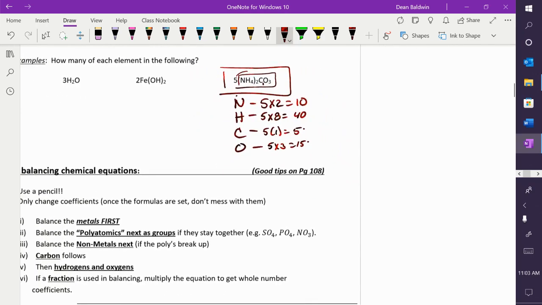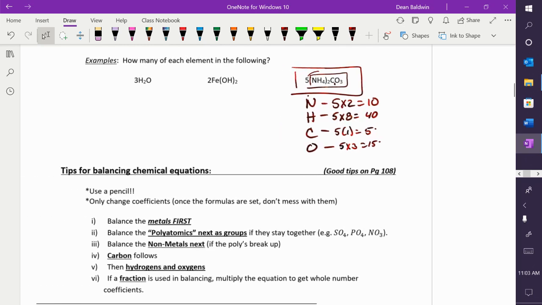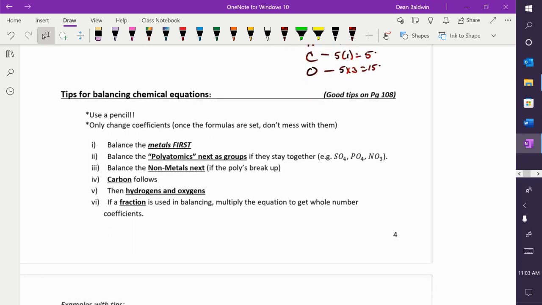Are you ready to start balancing? Are you excited to start balancing? No. Balancing's fun. See? That's kind of boring. You agree with me. Here we go. All right. Use pencil, please. I can't make you use pencil, but I strongly encourage you to, because if you make a mistake, you can erase it.